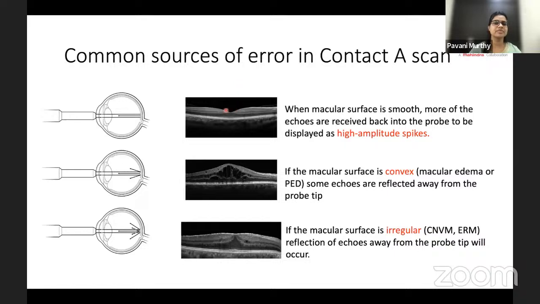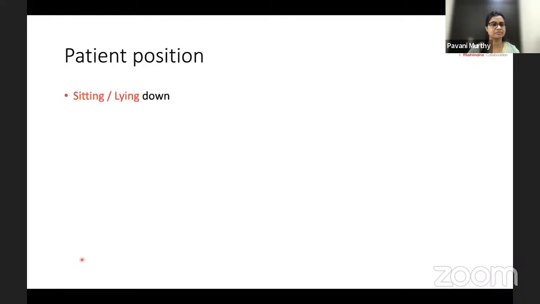When the macular surface is smooth, most of the echoes are again nicely reflected back to the probe, giving you high amplitude spikes. But in scenarios where the macula is convex, like macular edema, PEDs, or if there are reflective membranes like the ERM or irregular surface like CNVM, there could be multiple reflections of echoes, and the signal which is going to the probe might be much lesser, giving you compromised spikes.